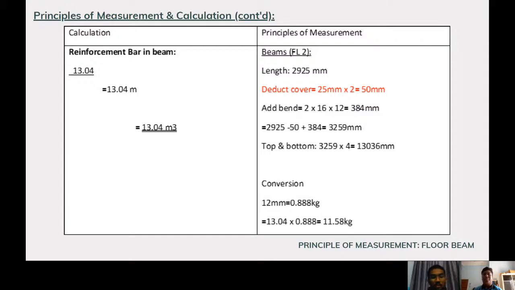For the calculation, it's the same. We take the length and then we deduct the cover, and then we add the bend as we use a formula, so there is no need for deduction of the concrete cover for the bend. We also need to multiply with the number of reinforcement bars in the beam. It's the same as the ground beam just now. After we get the total length, we convert it, and then we can get the kilograms.